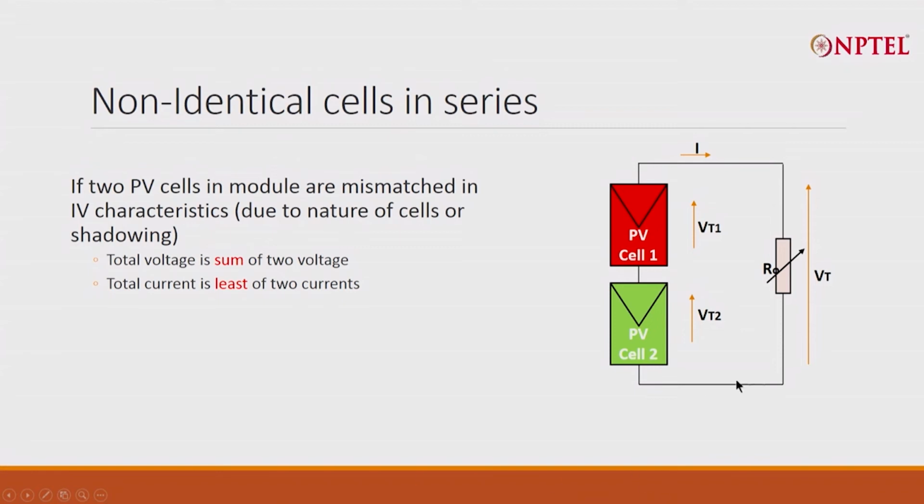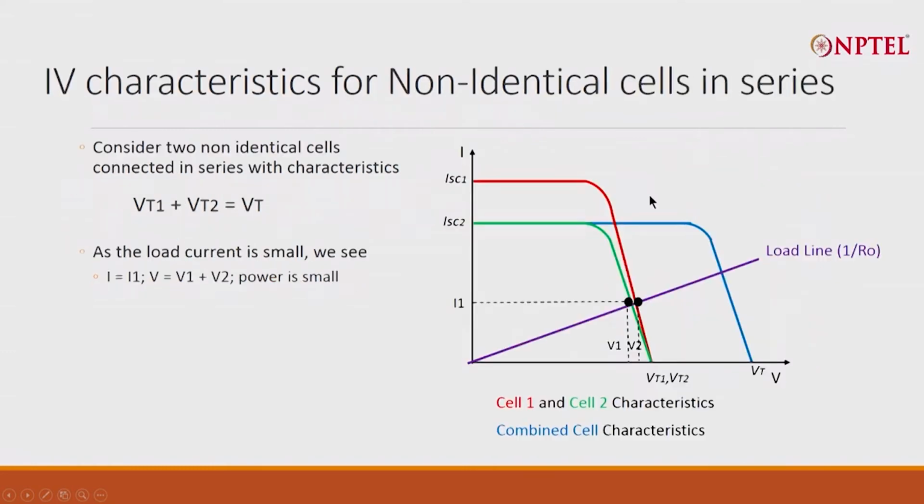Now, let us take 2 cells which are not identical, that is I have shown 2 different colors, and normally voltage will be the sum of the 2 voltages, current will be the least of the 2 currents. Now, very important, least of the 2 currents. So, just see, this was one cell, this was another cell. The combination will give you voltage, but this current you will never get, you will get something like this, and this is your load line. Suppose you put a resistance, this is your load line. So, the 2 cells are going to operate at these 2 points.